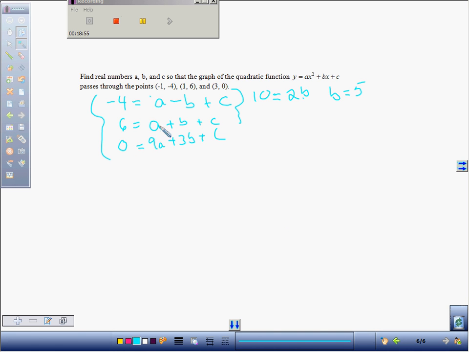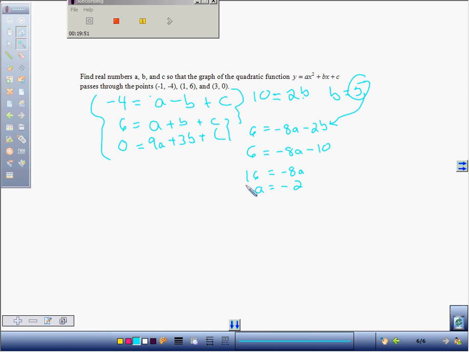And then I'm going to subtract these two equations, the top one minus this one. You can do anything you want with these as long as you're consistent. That gives me 6 equals a minus 9a means -8a, and b minus 3b gives you minus 2b, and c minus c gives you 0. So I get 6 equals -8a minus 2b. Then I put b in there, and I have 6 equals -8a minus 10, which means -8a equals 16, which means a equals -2. Right? Did I make a mistake yet?